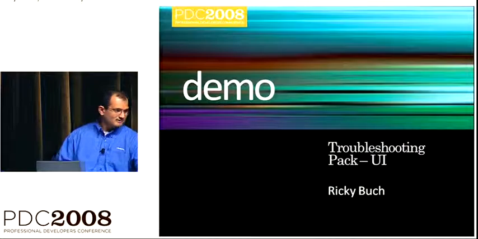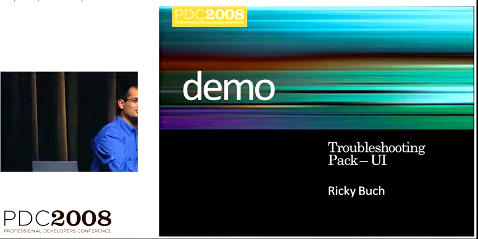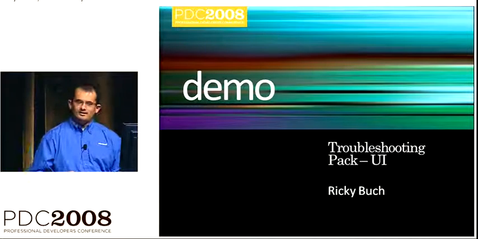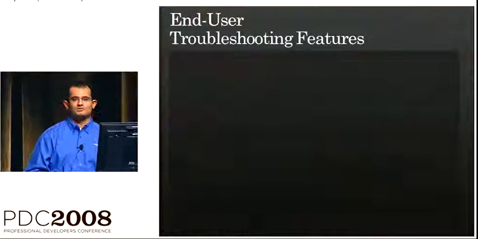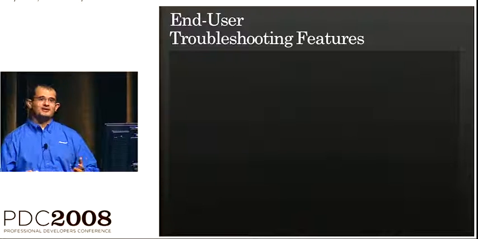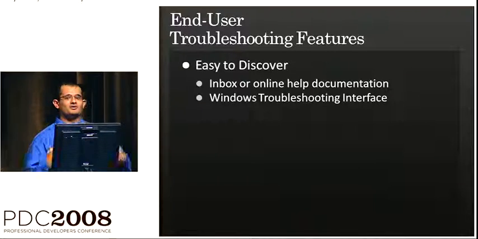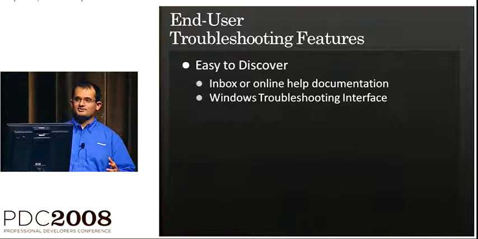So that was what we call the wizard UI for troubleshooting packs. And if we look at some of the key features of those troubleshooting packs, well, we just saw that it was pretty easy to discover. I just clicked on the sound icon, and it brought up my troubleshooting pack. I didn't have to do anything else.